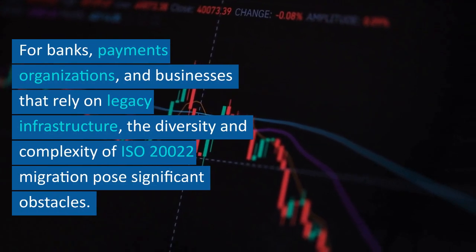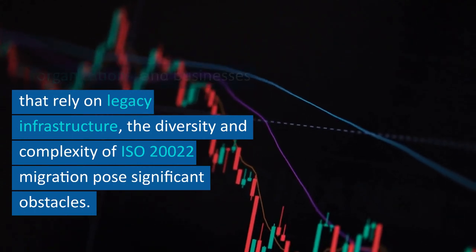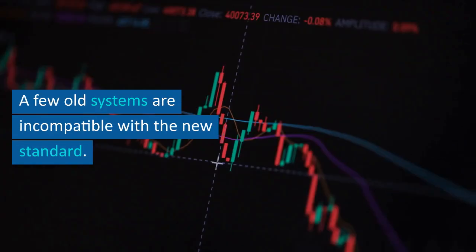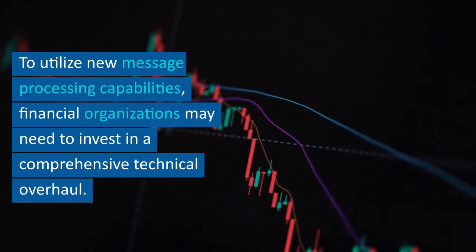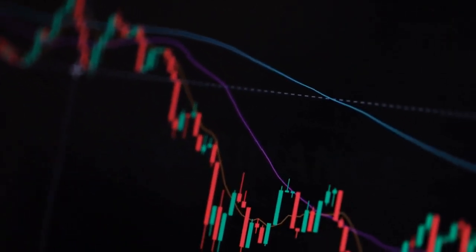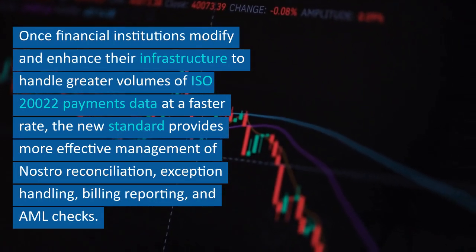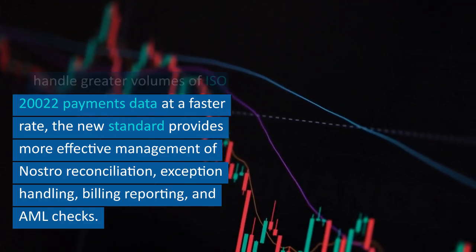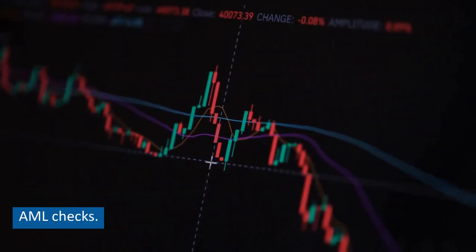For banks, payments organizations, and businesses that rely on legacy infrastructure, the diversity and complexity of ISO 20022 migration pose significant obstacles. A few old systems are incompatible with the new standard. To utilize new message processing capabilities, financial organizations may need to invest in a comprehensive technical overhaul. Once financial institutions modify and enhance their infrastructure to handle greater volumes of ISO 20022 payments data at a faster rate, the new standard provides more effective management of nostro reconciliation, exception handling, billing reporting, and AML checks.